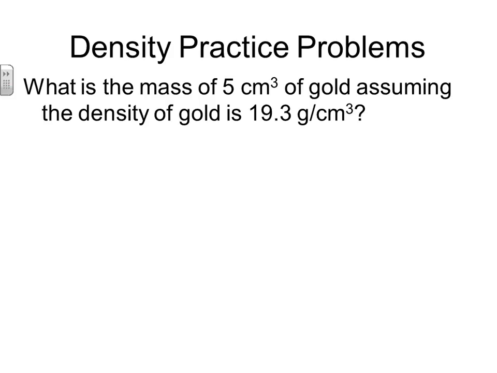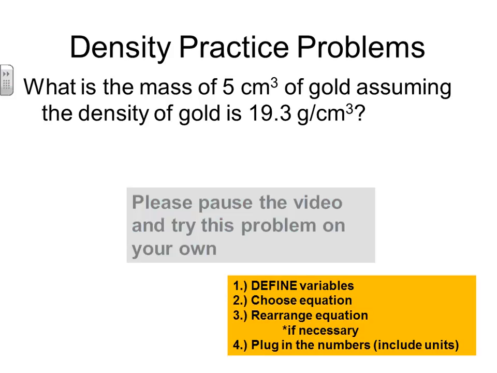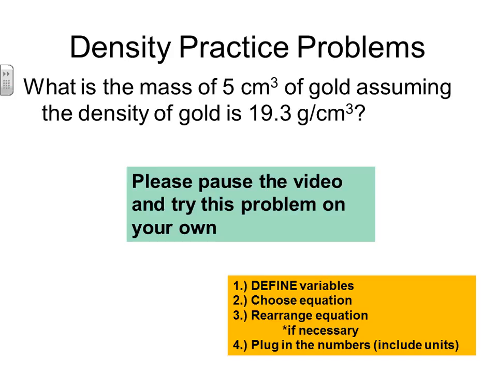All right, last practice problem. What is the mass of 5 centimeters cubed of gold, assuming the density of gold is 19.3 grams per centimeters cubed? So I'd like you to please pause the video and try and solve this problem on your own.